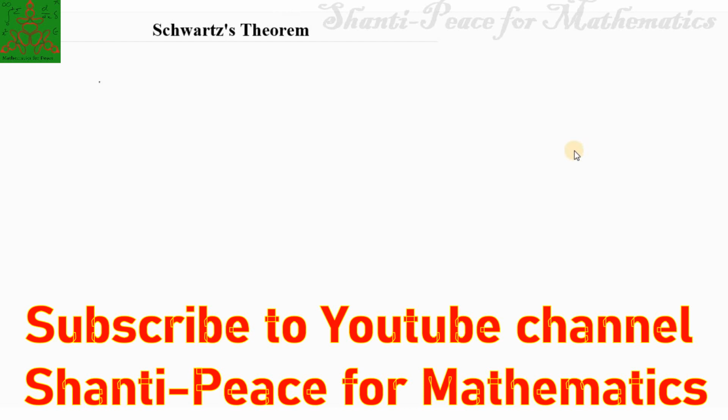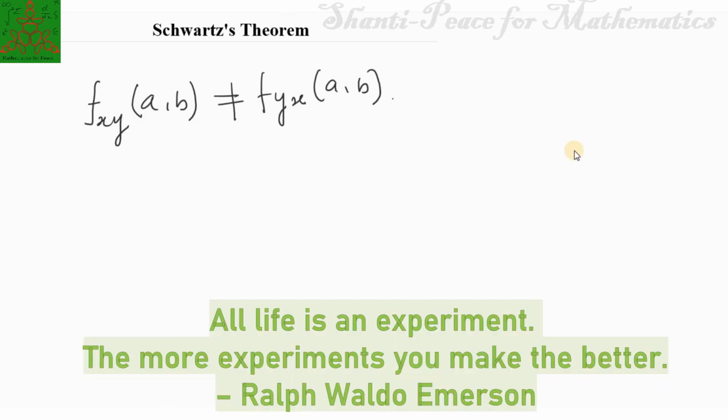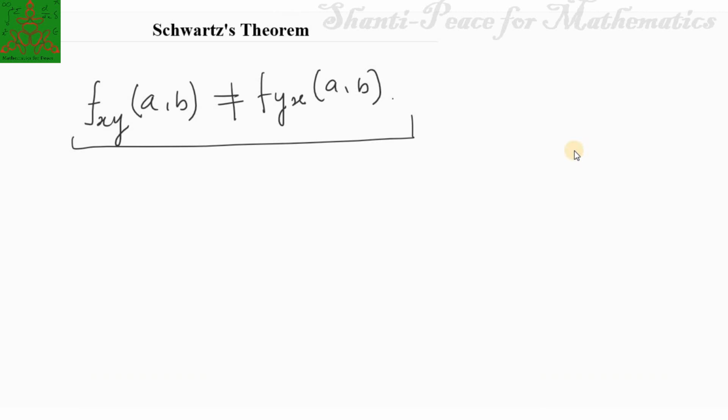In the previous video we talked about fxy at (a, b) not being equal to fyx at (a, b) in general, and we solved certain examples in which this condition is not satisfied. At the end of the video I raised the question: under which situation are these mixed partials equal? The solution for that was developed by Schwarz.